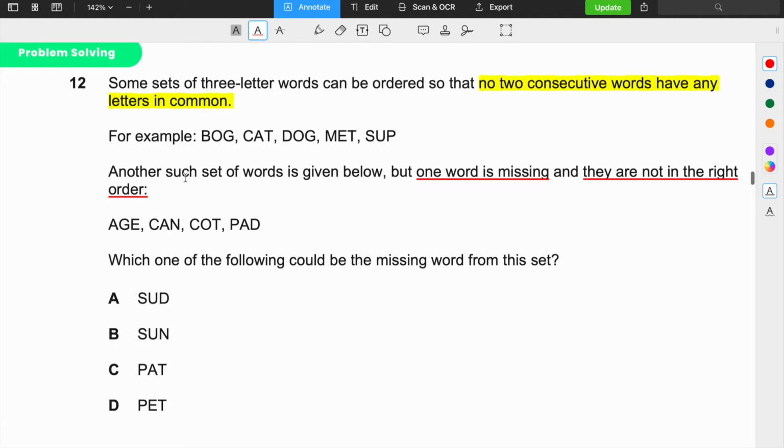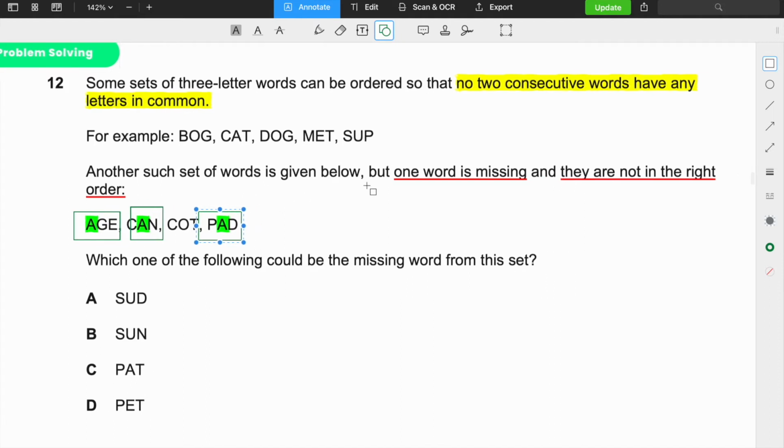The one thing I noticed straight away when I look at this is that many of the words have the letter A. Okay, so let me highlight that for you. Many of the words have the letter A. So of these words which have the letter A, because you can't have any words with letters in common next to each other, these words cannot be next to each other, right? So age, can, and pad cannot be next to each other.